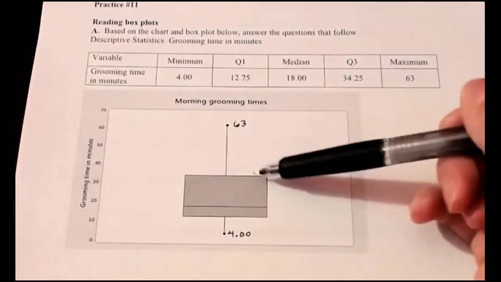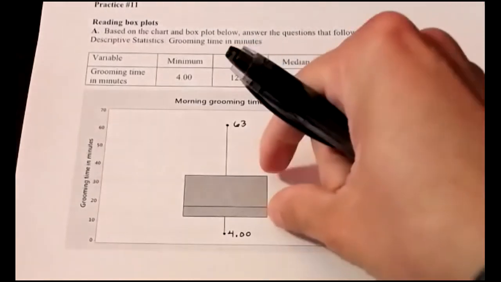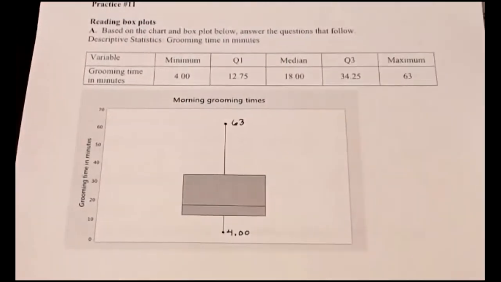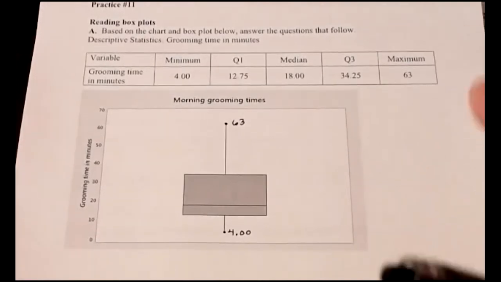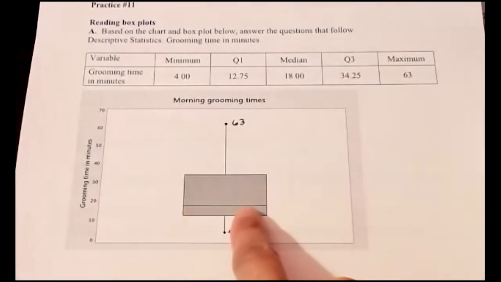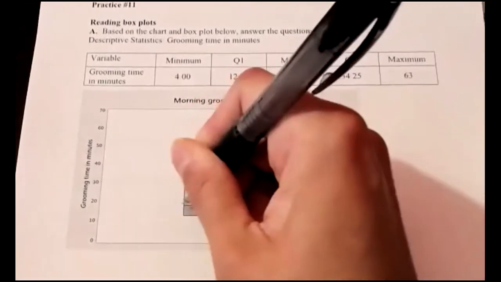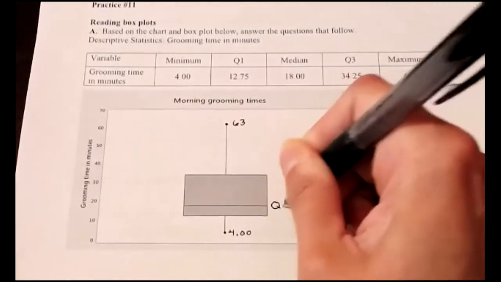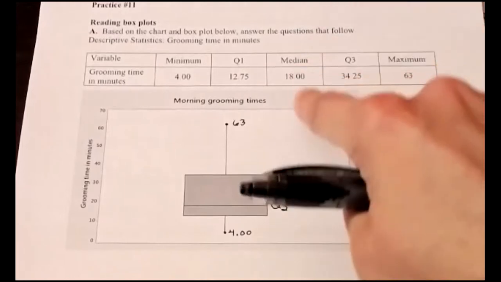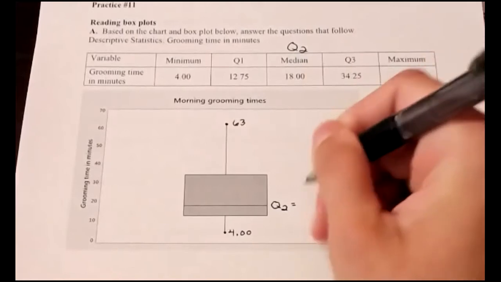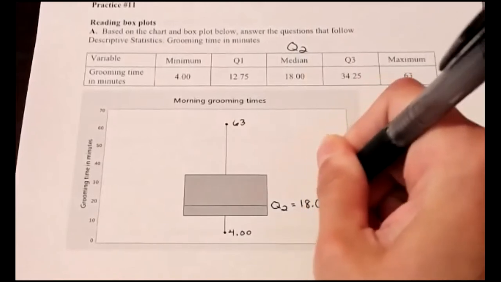Now, this box itself represents the middle 50% of the data. Now, remember what this said. According to our properties on the previous page, we learned that the line that goes through the box represents your median or your Q2. So the line that goes through the box is Q2, and that has a value of 18 minutes, which is our median. This is our Q2, 18 minutes.